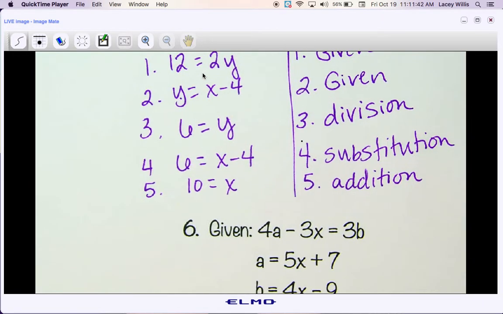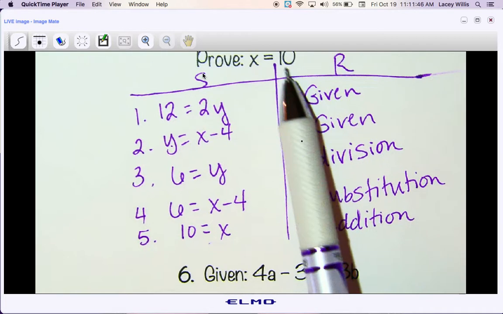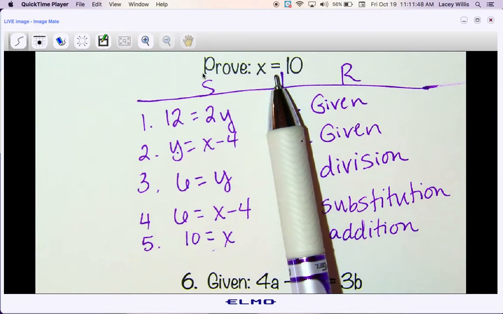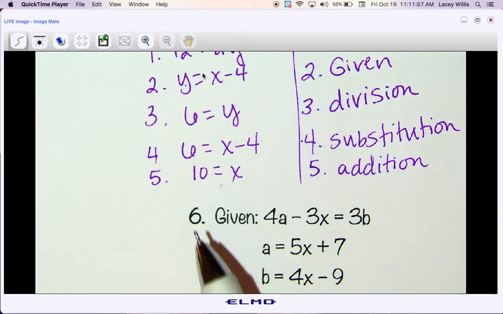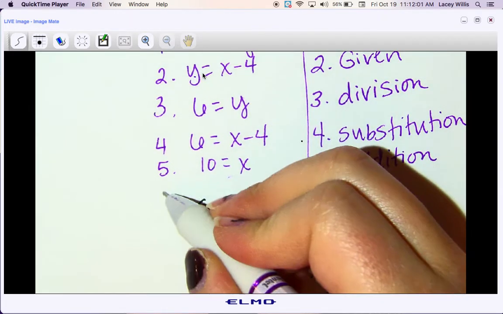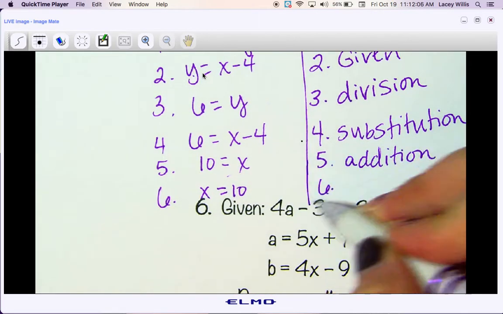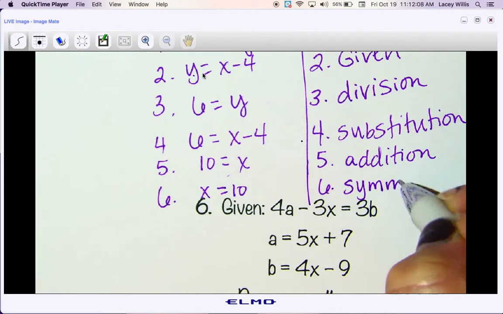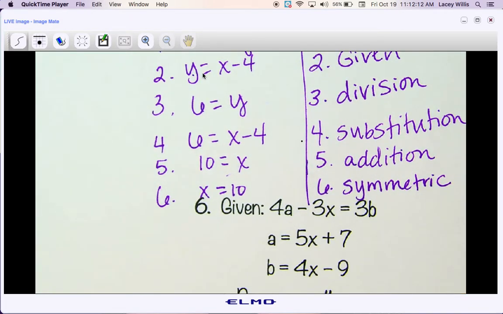So is line 5, 10 equals x, exactly what we're trying to prove? Yes, it's the same, but it needs to flip. Do we have a rule that does that? So it seems silly, I know, but this has to be exactly the same. If it's backwards, we have a rule that flips it, called what? Yep. Are we finished now? Yes.